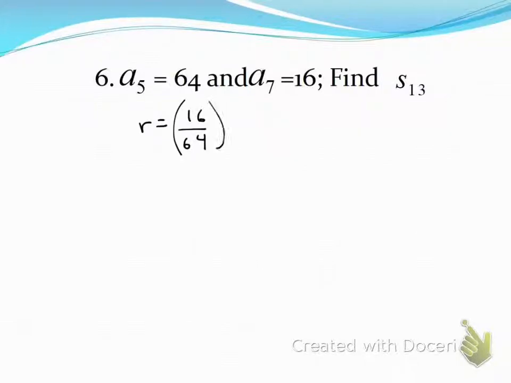And then 7 minus 5 is 2. So basically take the square root of, what is that? 1, that's 1/4. What's the square root of 1/4? 1/2, wouldn't it?